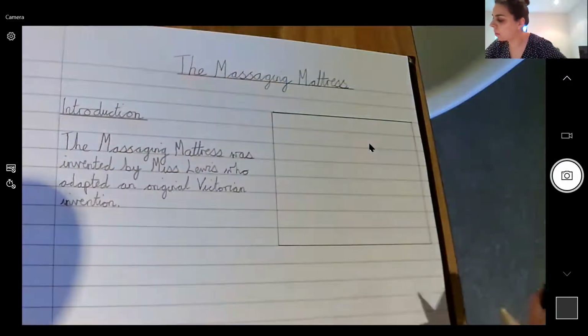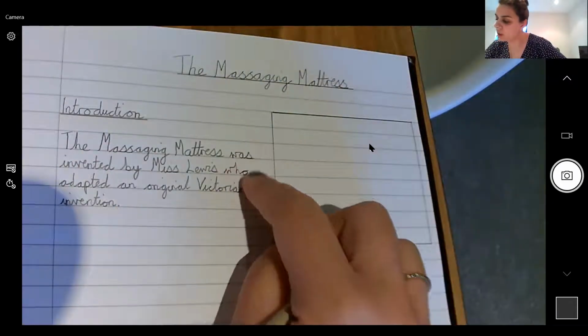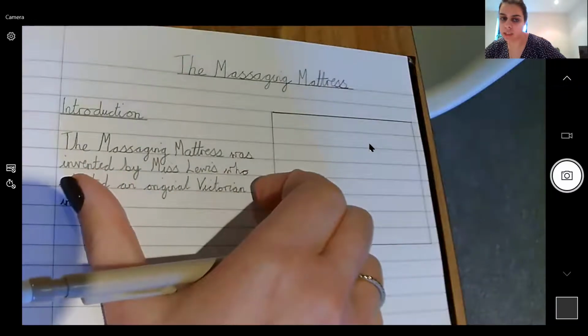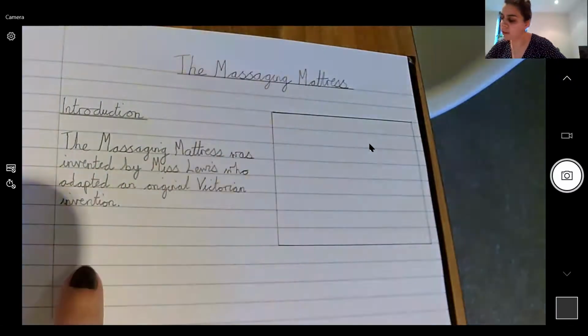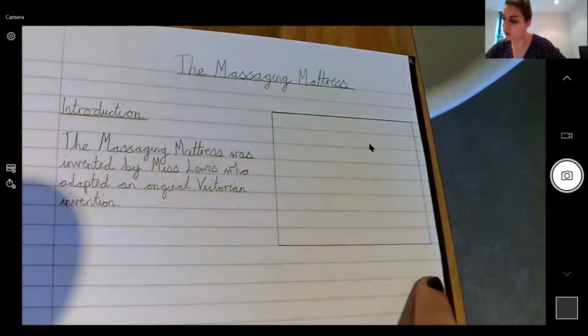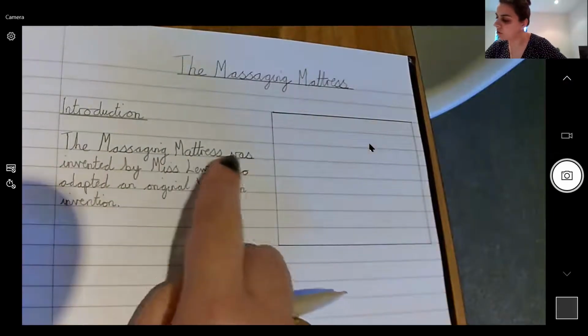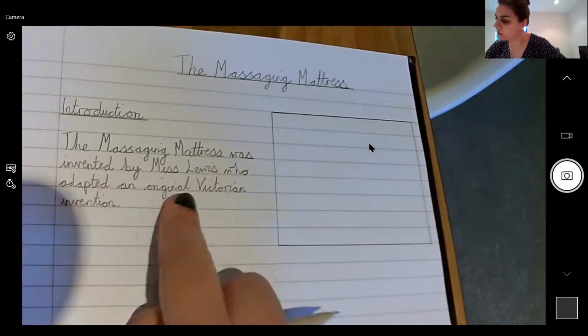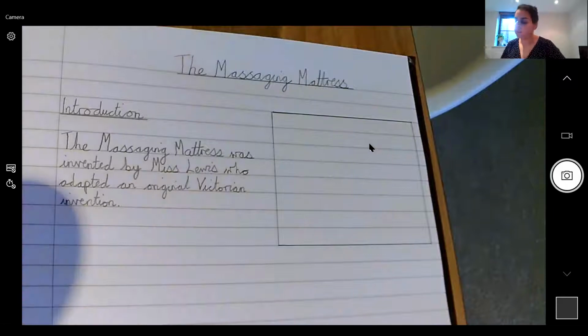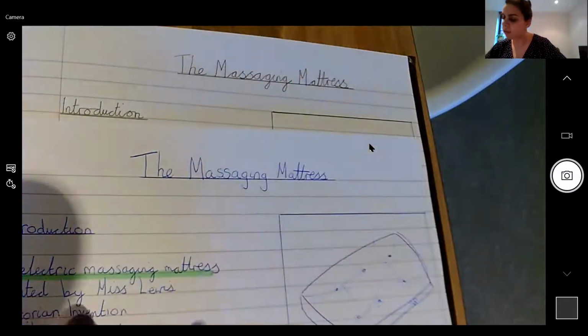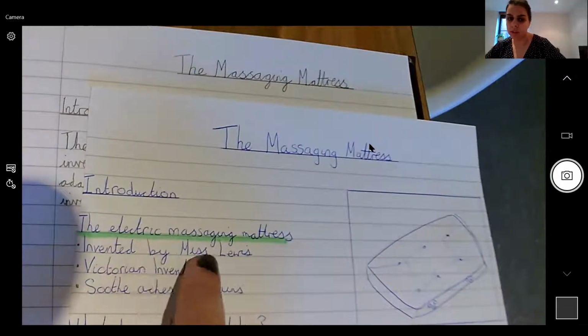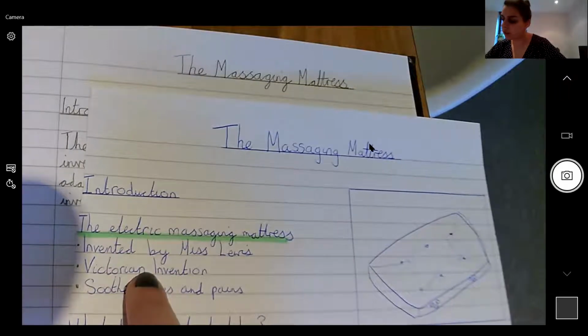Full stop. Now notice I've had to go on to the next line quite frequently. It's quite short lines here because I've got my box. When I'm writing down here, I'll be able to write the whole way across. The massaging mattress was invented by Miss Lewis, who adapted an original Victorian invention. So I've changed these three first bullet points into those sentences. I've added some words to make it into a sentence.